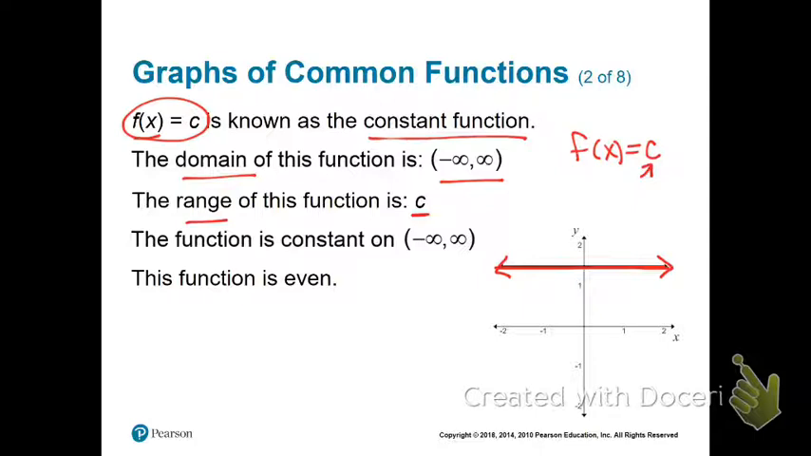All right, because it is a constant function, then we know it's constant on the entire domain, and our function is even. And so remember, we talked about even and odd functions before. We said algebraically, if we plugged in f of negative x, so if we plugged in negative x into our equation, we would get the same exact answer that we started with. And so therefore we said it was even.